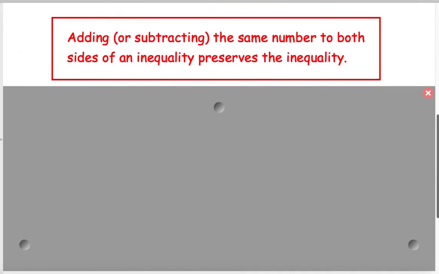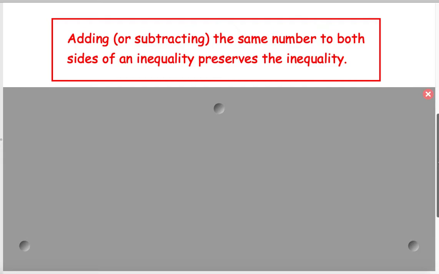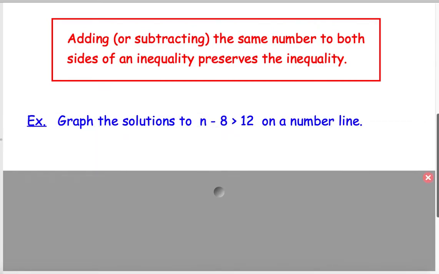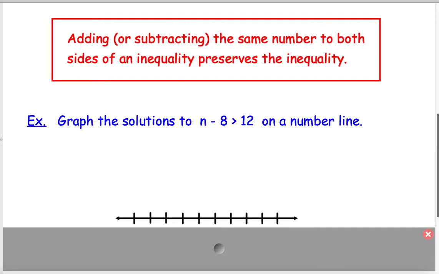Alright, so remember, you can add or subtract the same number to both sides of the inequality when you're trying to solve it. So this one says graph the solutions to n minus 8 is greater than 12 on a number line. So this one's specific. It wants you to put your answer as a graph. Alright, so let's solve this.